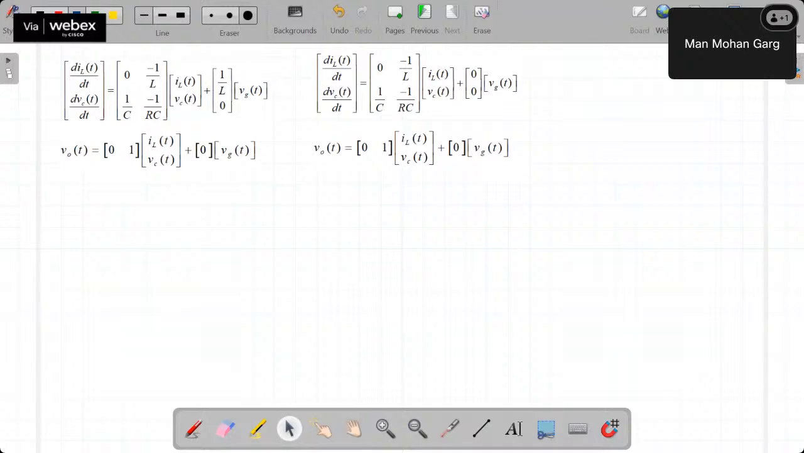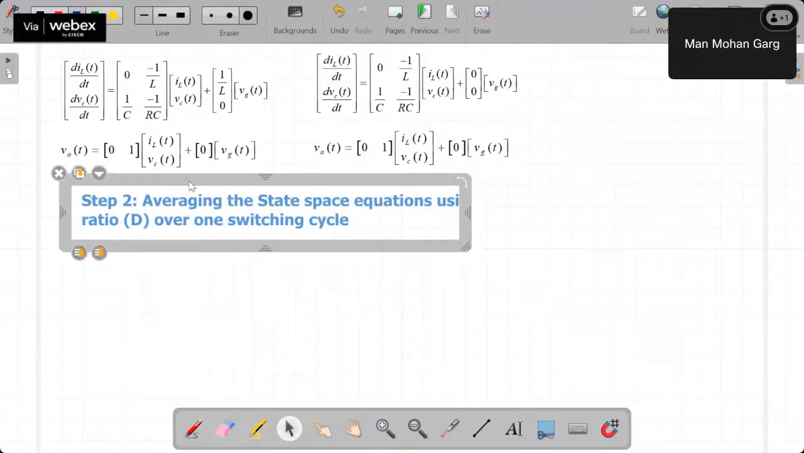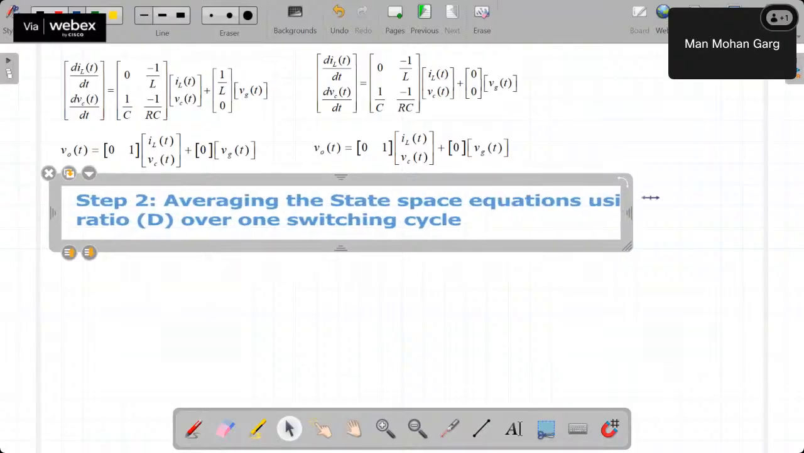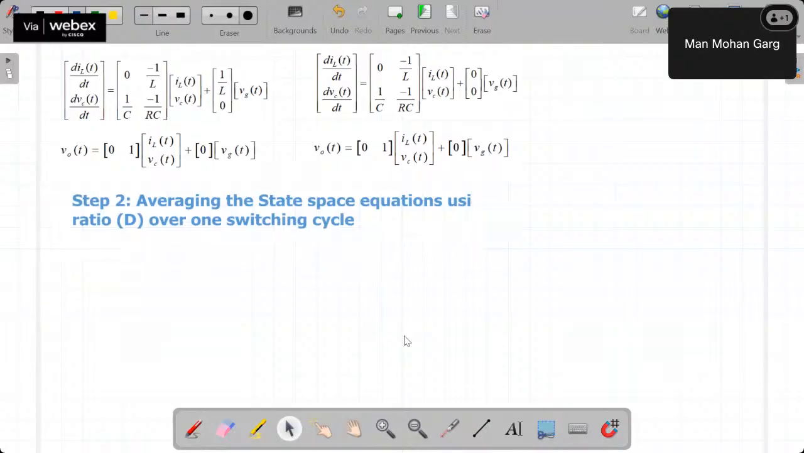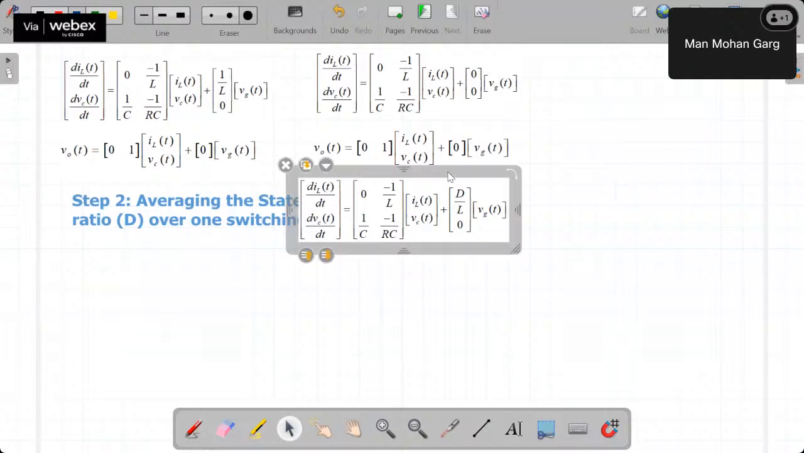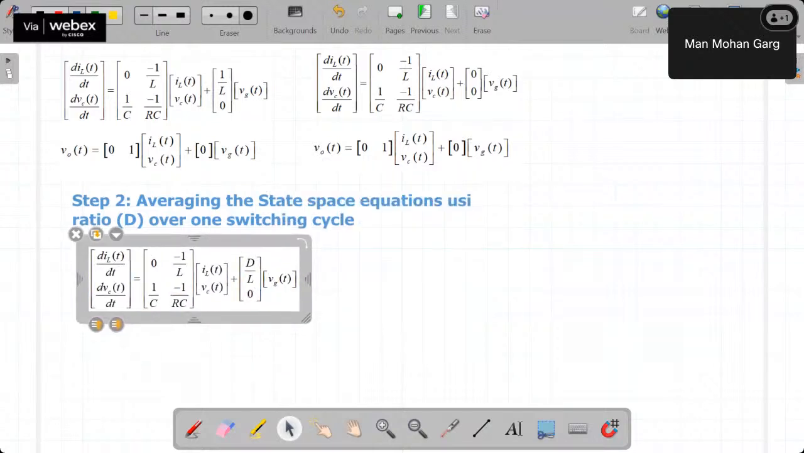So step 2. Our step 1 is over, right? Step 2 is averaging the state space equations using duty cycle D over one switching cycle, right? So in that case, we take both the models and average them. If you obtain this average matrix, then how does the system look? It will look like this.